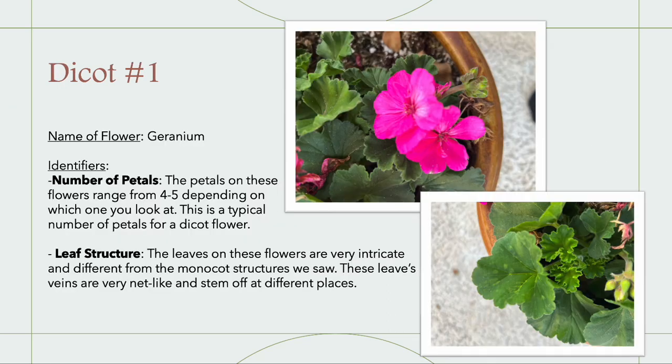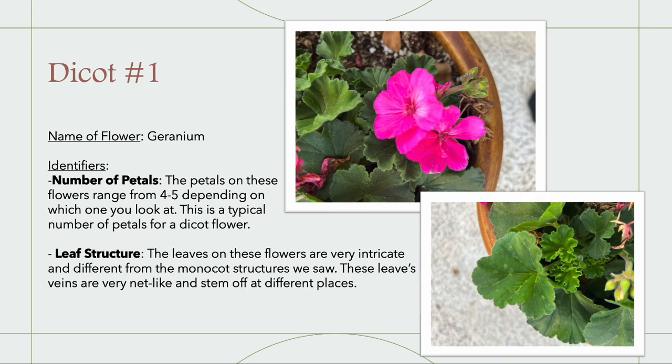All right, and so moving on from monocots, our first dicot plant that we have here is going to be called the geranium. This flower, we're going to be looking at the number of petals for the first identifier. For these petals, it ranges from 4 to 5 depending on which one you look at. And this is a typical number for a Eudicot plant or a dicot plant. This is a normal number of petals for a flower.